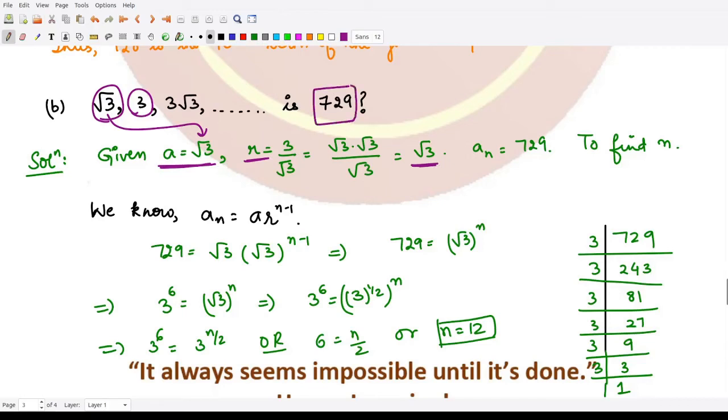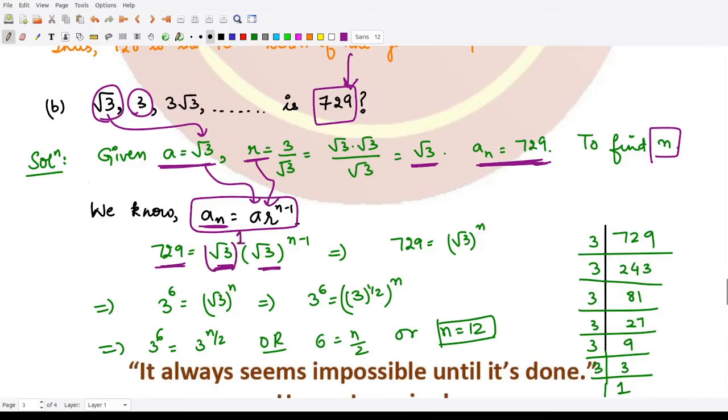This term is given to us, which we are assuming to be an. We need to find the position of this term, so that means we need to find the value of n. In order to determine n, we will again use the formula for the nth term. So now an is given to us, it is 729, right? The value of a is given to us, which is square root 3. The value of r is given to us, which is also square root 3. So substituting the values here, now you see, here we have power 1 of square root 3. Here we have power n minus 1.